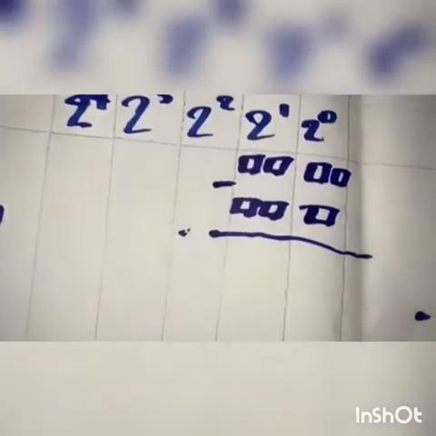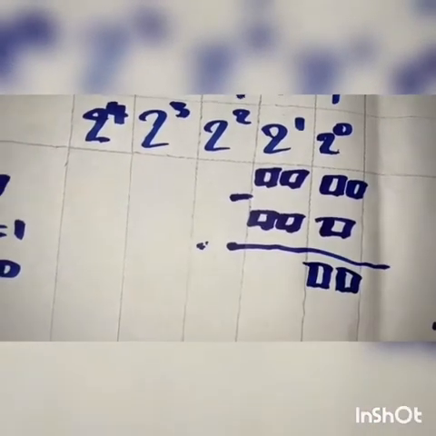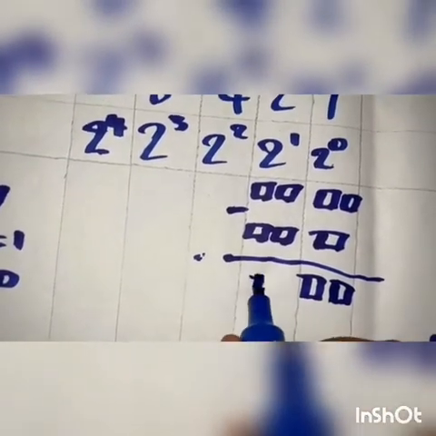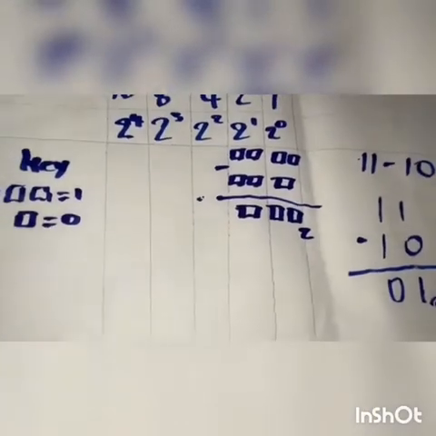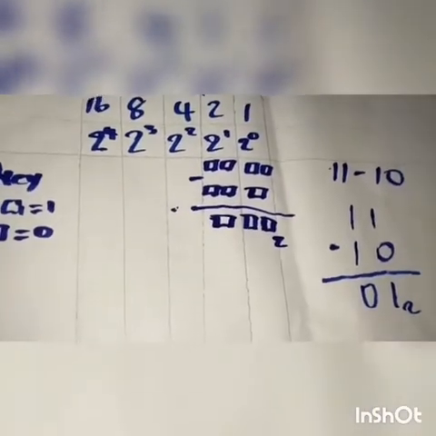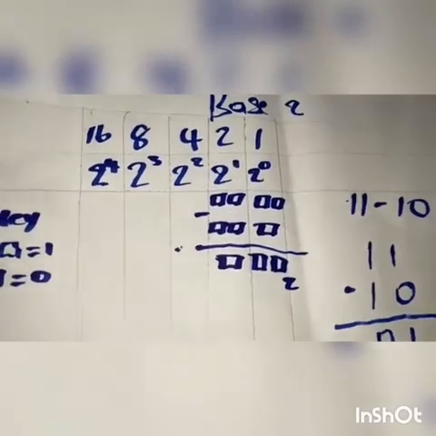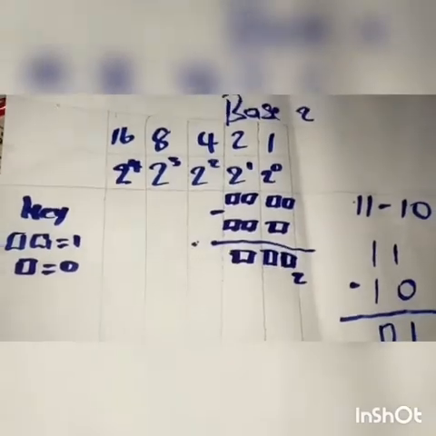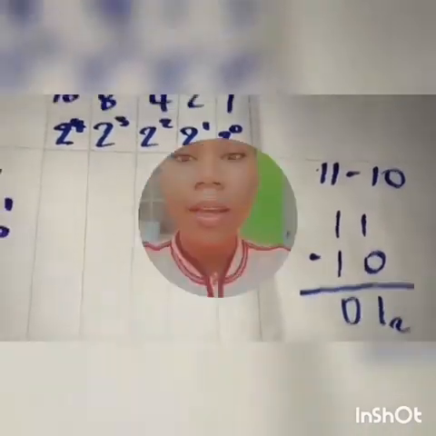So that's how you subtract in base 2. We cannot use whole numbers in base 2, so only 1 and 0 we use in base 2. Now, we will be solving a worded question.